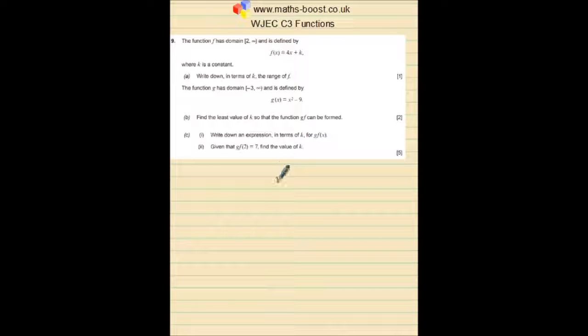So if I substitute that in, then I get 8 plus k is the smallest, at least the smallest value it can take. And that goes at the other end of the domain up to infinity. So again, 4 times infinity plus k, well, that's just going to be infinity. So there we have it.